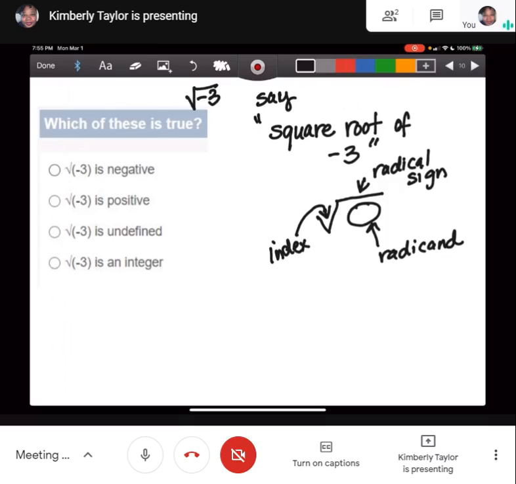So that ought to be an indication to you that something is wrong. So the answer is not going to be negative, it's not going to be positive, and it's not going to be an integer. It's going to be undefined. Okay? So actually it's not a real number. It's an imaginary number, but we don't need to get into all of that. Okay, let's keep going.